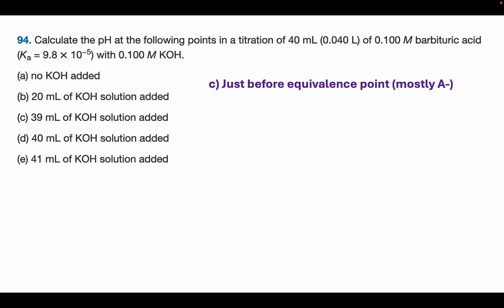Okay, what about just before the equivalence point? And here, we do want to make sure that we're taking into account the concentrations of the HA as well as the A- that's formed.